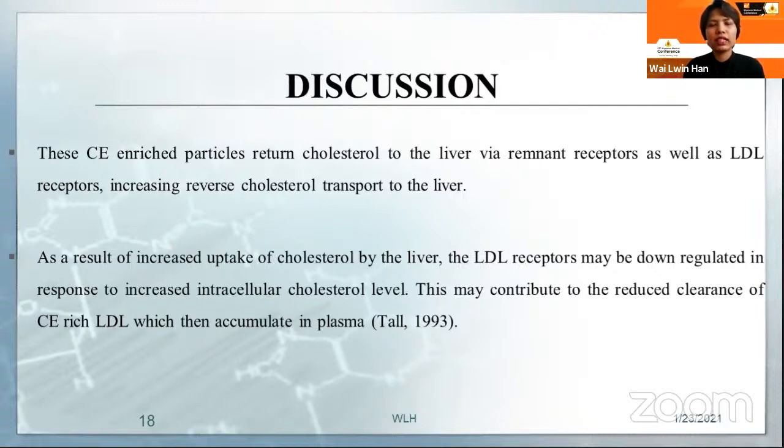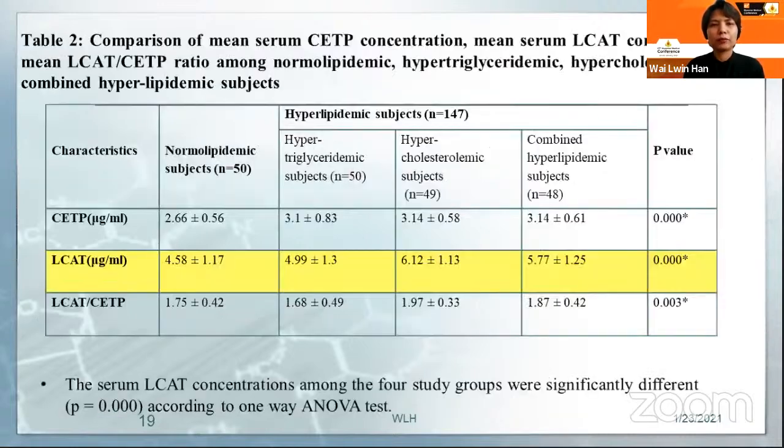As a result of increased uptake of cholesterol by the liver, the LDL receptor in the liver may be downregulated in response to increased intracellular cholesterol level. This may contribute to the reduced clearance of cholesterol ester-rich LDL, which then accumulates in the plasma.